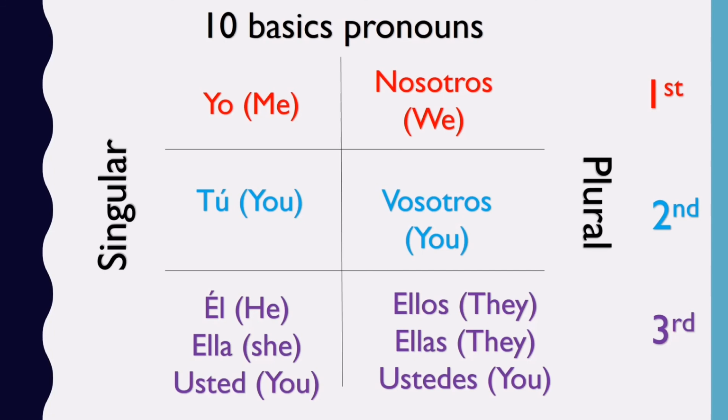And we have another you. This you is just like the vosotros one, but this one is used in a formal way. Ustedes. You use this one if you're talking to your boss, professors, someone basically that you have a formal relationship with. So that's when you use ustedes.